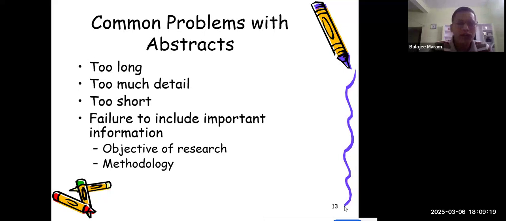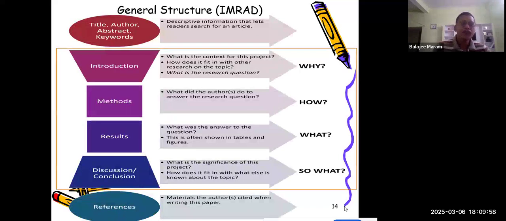Fourth point, failure to include important information like the objective of the research. Definitely, the objective of the research should be included in an abstract. Then only the readers will come to know what type of problem is handled by that particular research paper. And the second point is methodology. What type of methodology you have proposed in that particular paper. These two points should be included, but most abstracts do not have these two important points. First one is the objective of research. Second one is methodology.